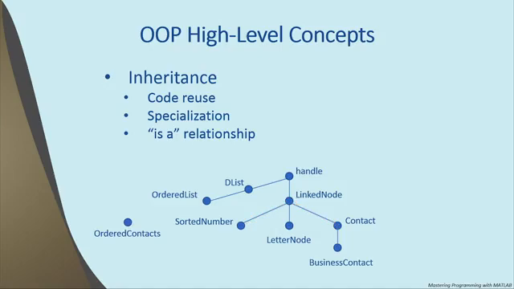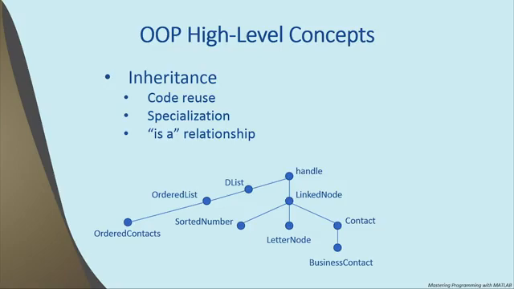If we wanted to create an ordered contacts list in addition to the generic ordered list, and impose the obvious requirement that only an object that's a contact could be put on the list, we could make ordered contacts a subclass of ordered list so that it would inherit the functionality of ordered list and add class checking to it. Inheritance makes it easy to specialize existing code, and that makes it an extremely powerful feature of object-oriented programming.